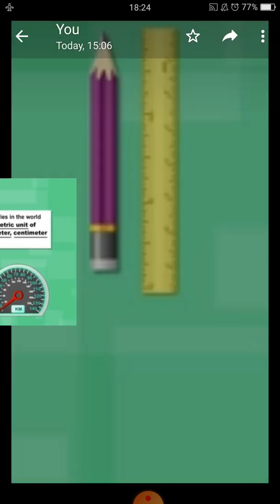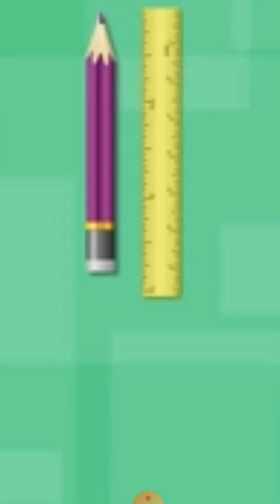Now next, here you can see, if we want to measure the length of this pencil, in which unit will we measure?